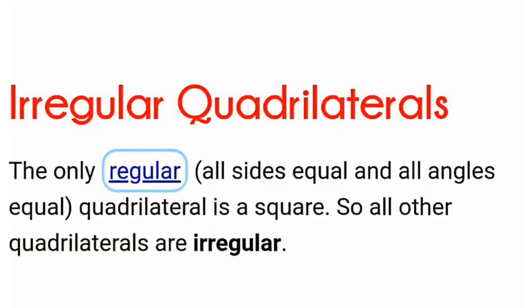What are irregular quadrilaterals? Irregular quadrilaterals have no equal sides and no equal angles. And what is regular? A regular quadrilateral means all sides equal and all angles equal, and that is only a square. So all other quadrilaterals are irregular.